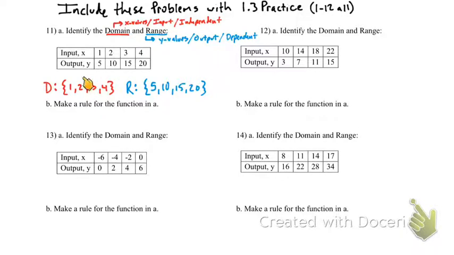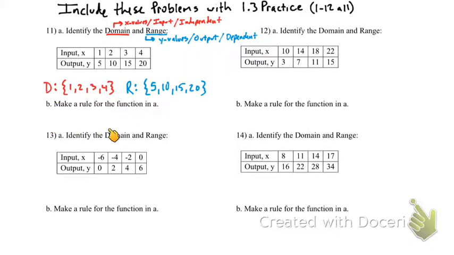So we've listed our domain, which is our X values. We listed our range, which is our Y values. All right, and we are done with part A and number 11. Okay, that's simple. Just get used to using these little squiggly brackets when you're listing your domain and range.